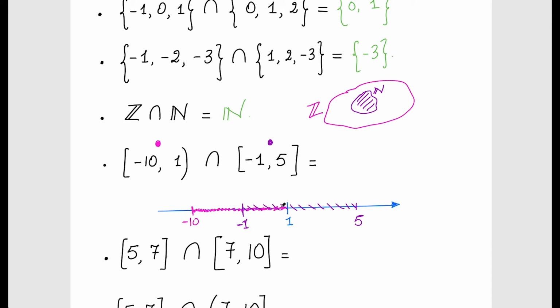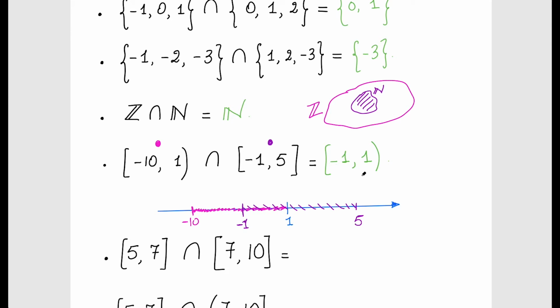Correct? So the intersection is simply between -1 and 1, including the -1 because we said -1 is pink, and excluding the 1 because the 1 is only purple. The 1 is only purple, it's not pink. Okay? So the answer is just those guys, including this endpoint -1. So -1 closed, all the way to 1 open.